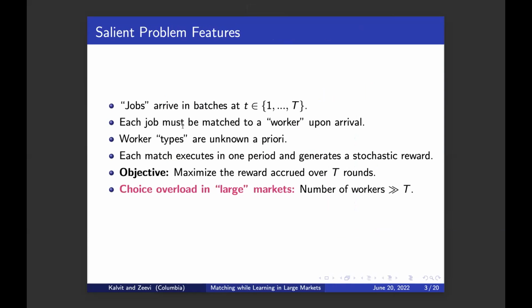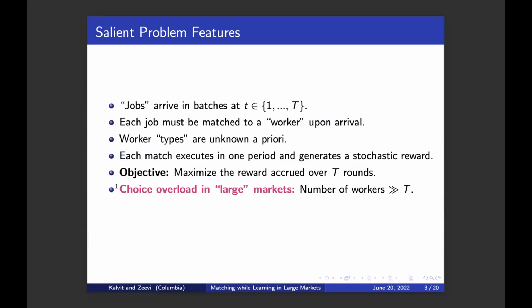So in a nutshell, the salient features of this problem are that jobs arrive in batches of stochastic size and composition at times indexed by little t. Each job must be matched upon arrival to a worker from an infinite population of available workers, with the caveat that the worker types are unknown a priori. Now, as is the tradition in settings with imperfect learning and incomplete information, we assume that each match executes in one period and generates a stochastic reward upon completion. And we're interested in the classical goal of maximizing the cumulative reward accrued over t rounds of matching.